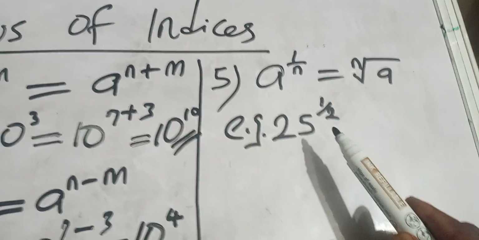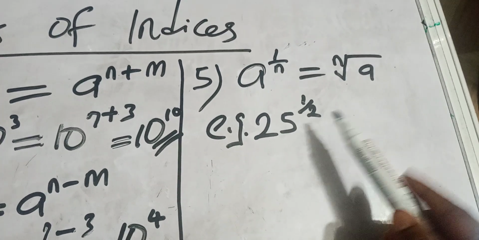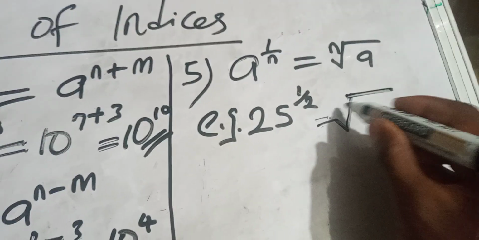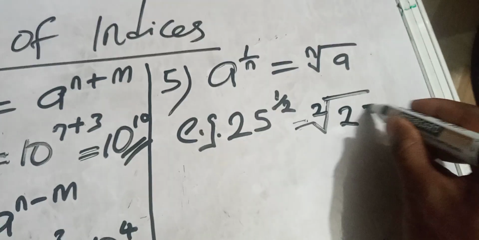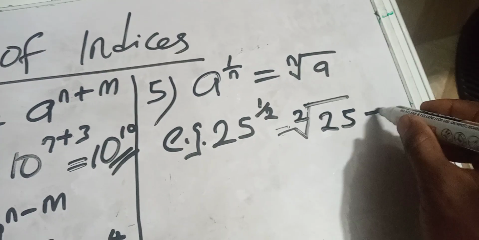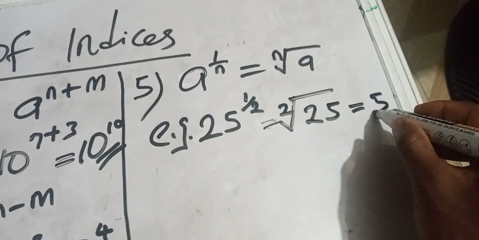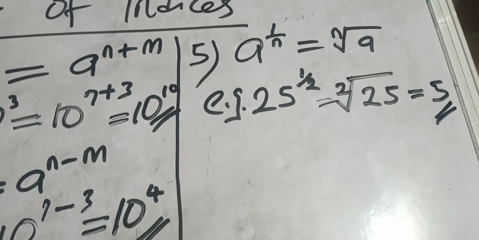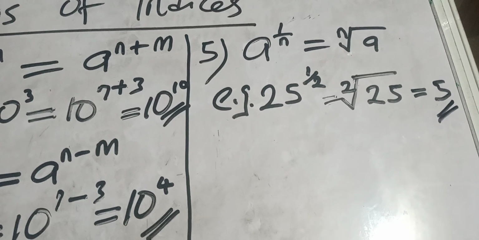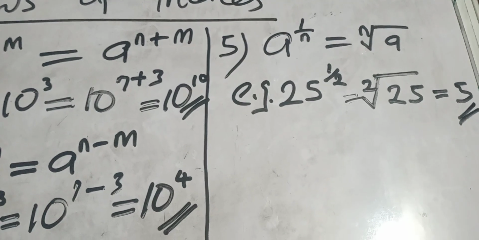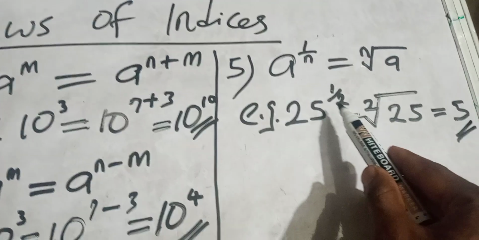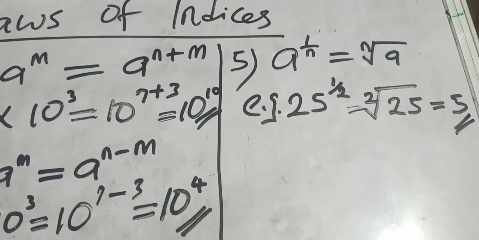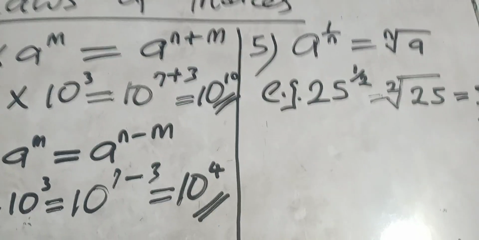Example here, we have 25 raised to the power 1 over 2. That simply means that we're going to look for the root value, the square root of 25. And so it simply means that the value is 5 because the square root of 25 is 5. Remember, the square root simply means what number can you multiply twice to get 25? And it's 5. 5 times 5 will give you 25. If you have 3 here, for example, it simply means you're going to look for the cube root of 25, which means what number can you multiply 3 times to give you 25?